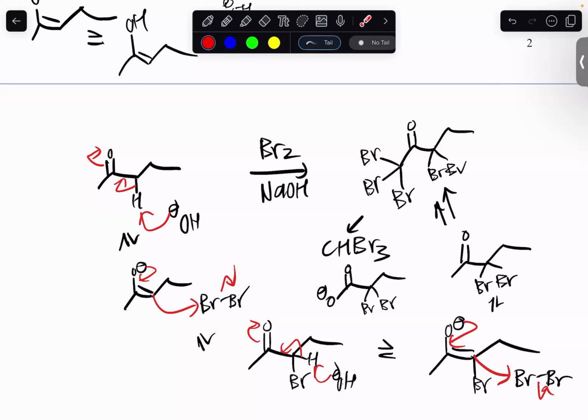Where is the part where we get the cleaving? Oh, here. I see it. The base attacks the carbonyl. Yeah, that's right. I just opened the textbook. Oh, nice. It's been a while since I've seen this reaction.